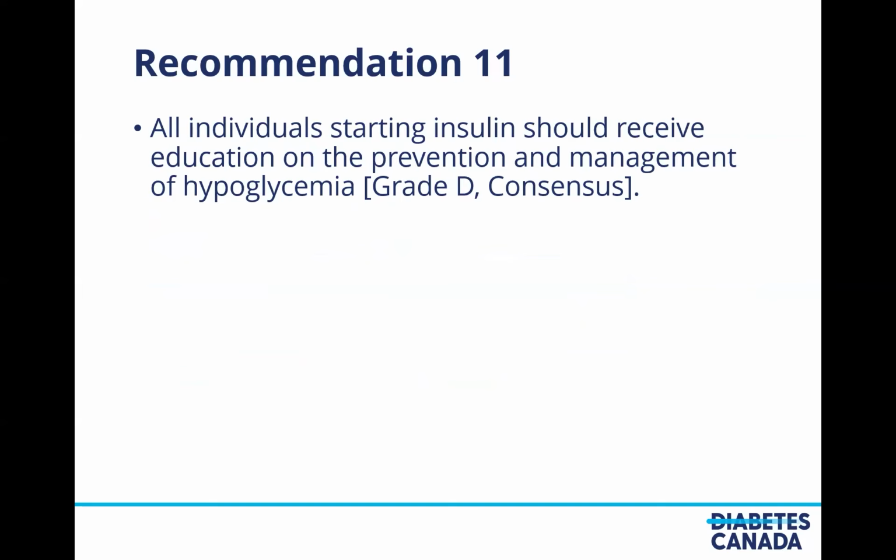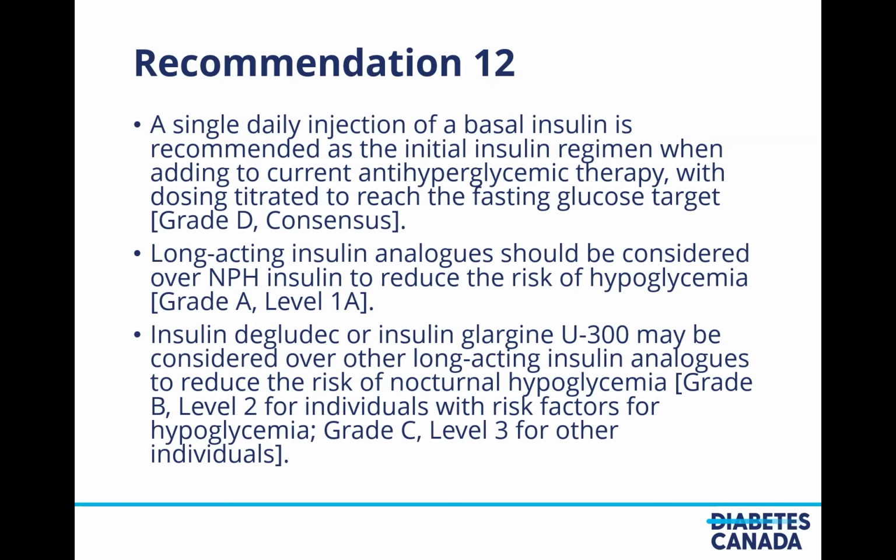Now, moving on to the use of insulin in type 2 diabetes. Recommendation 11 says that all individuals starting insulin should receive education on the prevention and management of hypoglycemia, as before. Recommendation 12 says that a single daily injection of a basal insulin is recommended as the initial insulin regimen when adding to current antihyperglycemic therapy, with doses titrated to reach the fasting glucose target. We do say that long-acting insulin analogs should be considered over NPH to reduce the risk of hypoglycemia, and that degludec or glargine U300 may be considered over other long-acting insulin analogs to reduce the risk of nocturnal hypoglycemia.